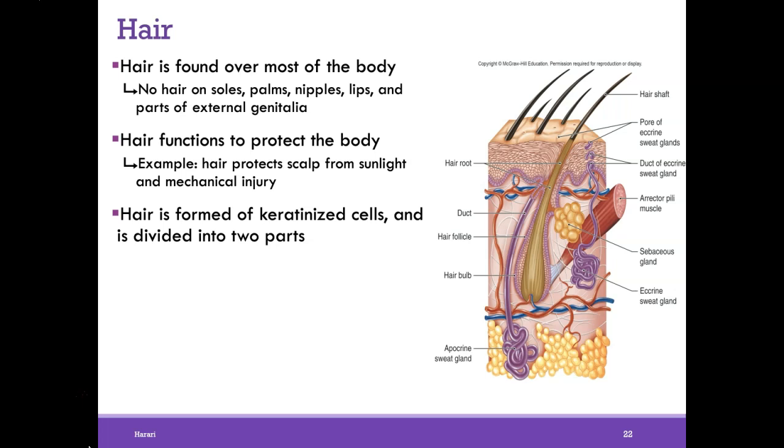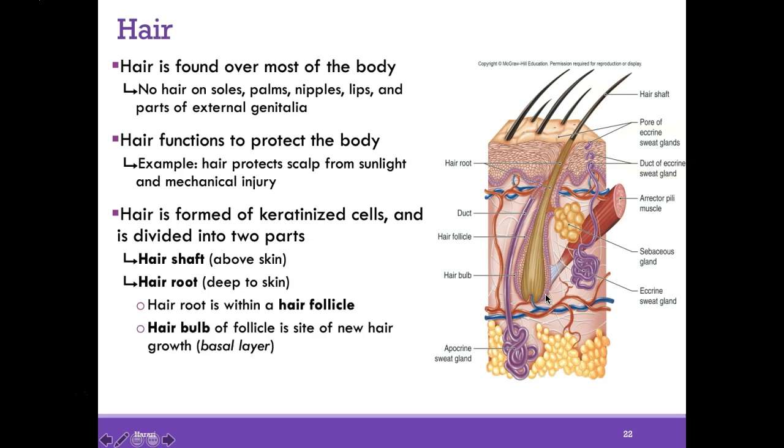The hair functions to protect the body. So for example, the hair protects our scalp from sunlight, from UV radiation, from any mechanical injury. Hair itself has two parts. We have the hair shaft, which is the portion of a hair above the skin, right? And then we have the hair root, which is the part beneath the surface of the skin. The root penetrates deeply into the dermis or hypodermis and ends with what we call a bulb.